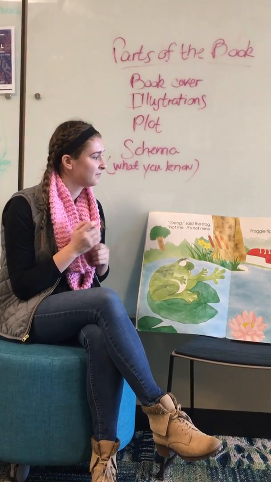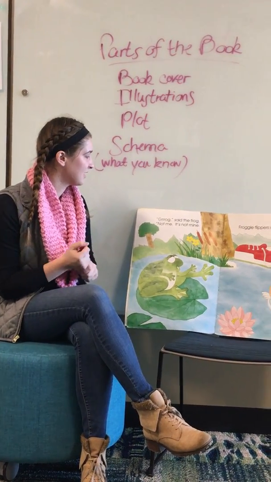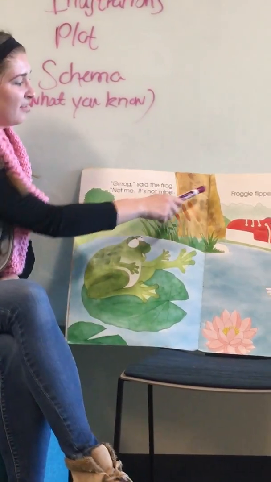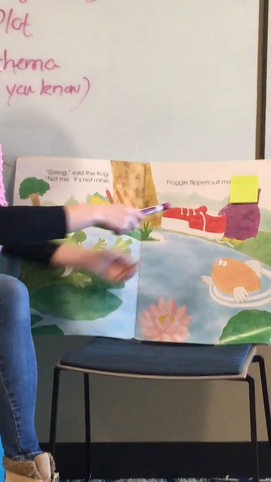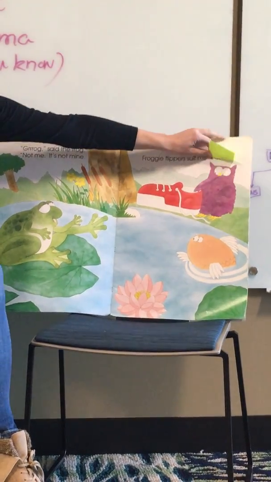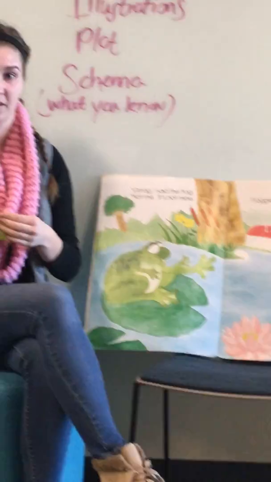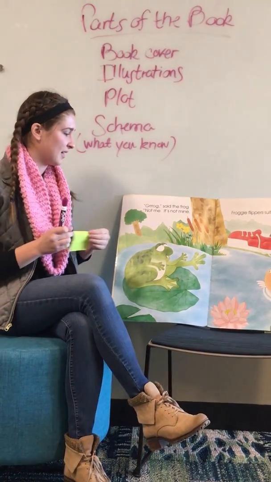Fine. Fine. Let's see if that works in our sentence. "Grog," said the frog, "not me, it's not mine. Froggy flippers suit me fine." Whoop. You were right, Sarah. So that was a good use of making a prediction on the word based on its rhyme.